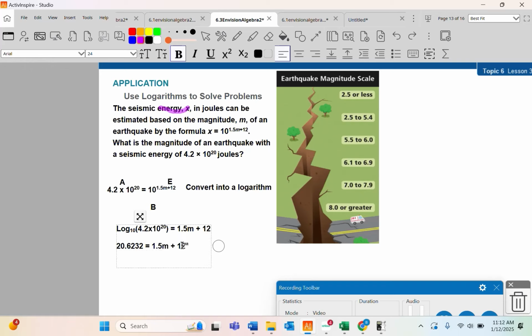All right, we're going to subtract 12. We're going to have 8.6232, and that'd be 1.5 m. And then we're going to divide by 1.5.